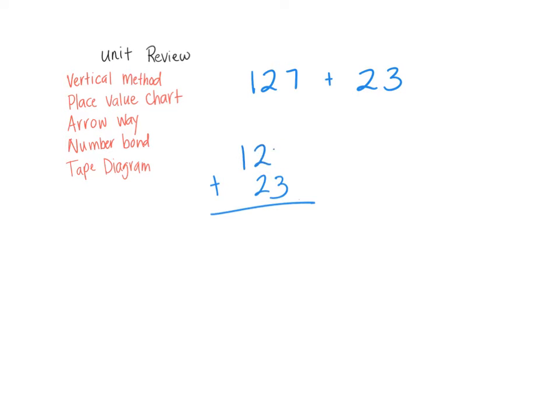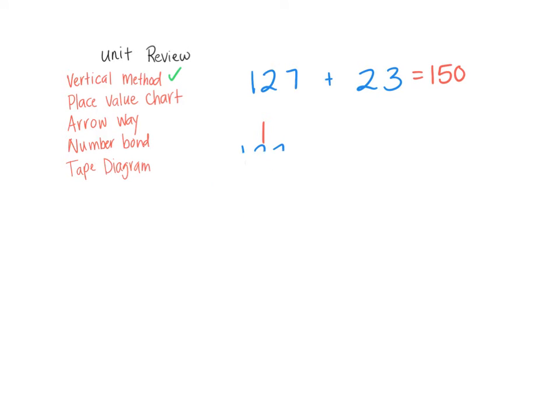So 127 plus 23. We start: 7 plus 3 is 10. So I'm going to put my 0 down. I carry my 1 over. Okay. Then I see 2 plus 2 is 4, plus 1 more is 5. And then 1 plus an imaginary 0. There's nothing there. 1 plus nothing still leaves us with 1. So in vertical method, our answer is 150. Okay? So I'm going to put a little check mark. That's vertical method. The next one we're going to practice is the place value chart.